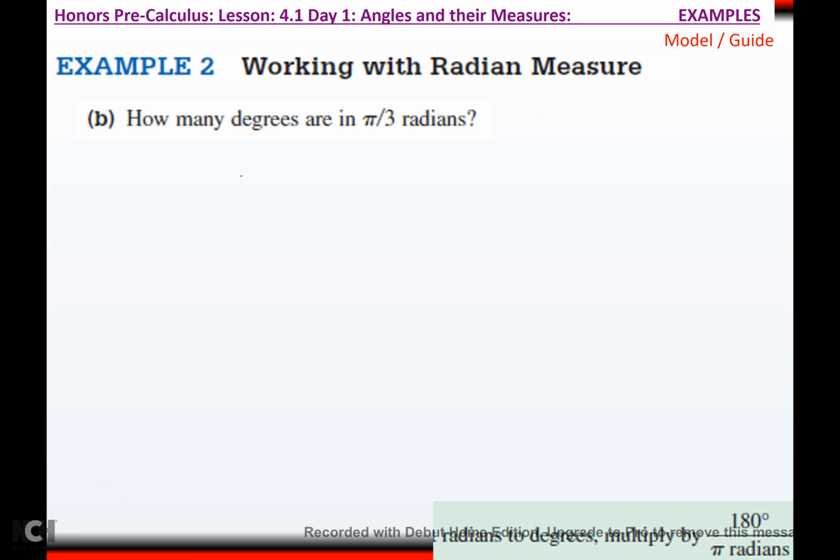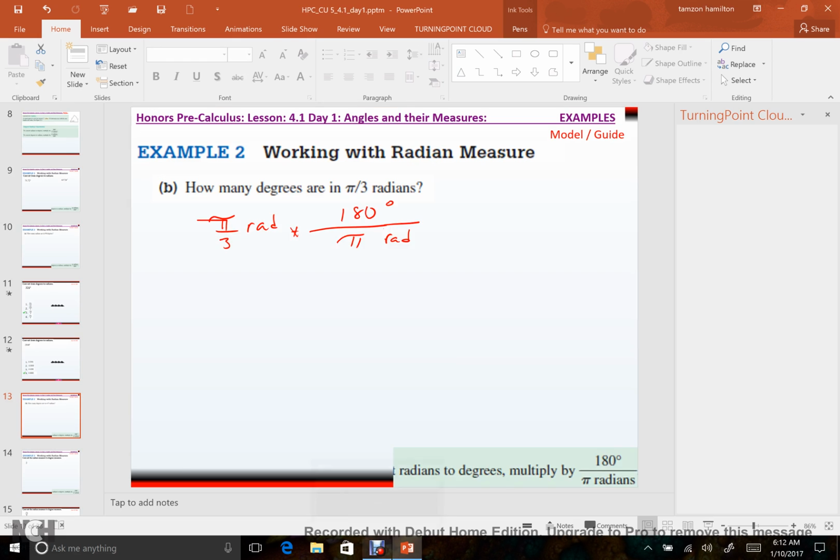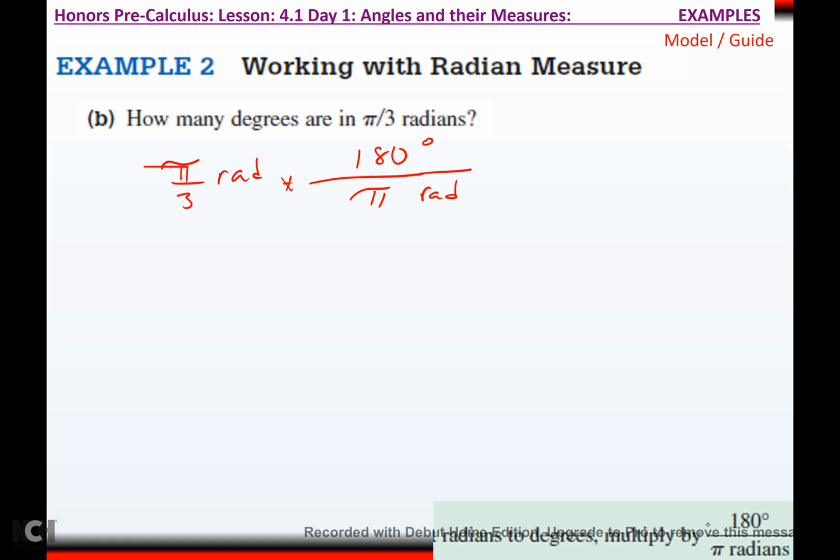Alright, how many degrees are in pi over 3 radians? Now we're going backwards. I don't want radians, so put them on the bottom and make them go away. I want degrees, that's on top. The conversion rate is there are pi radians in 180 degrees. Sorry, I had a coughing fit there. Alright, radians will cancel, pi's will cancel, and I'm left with 180 over 3, which is 60 degrees. Okay?